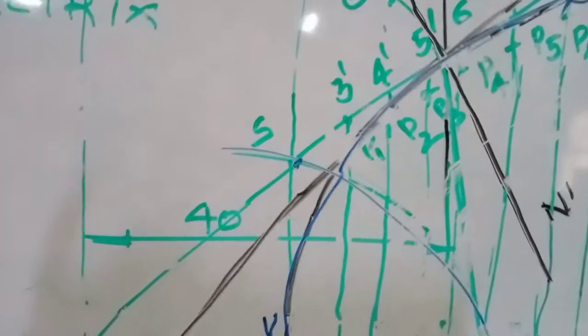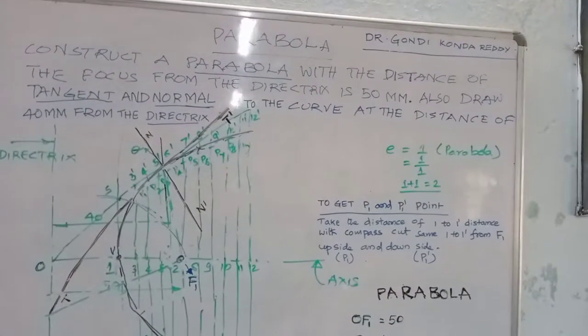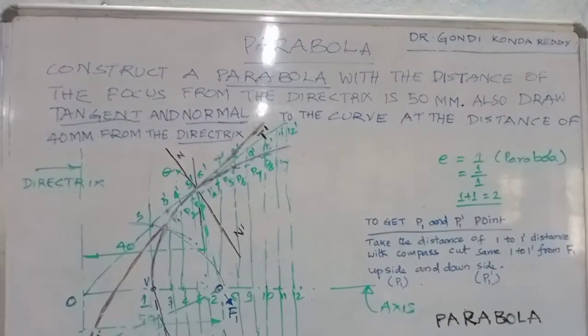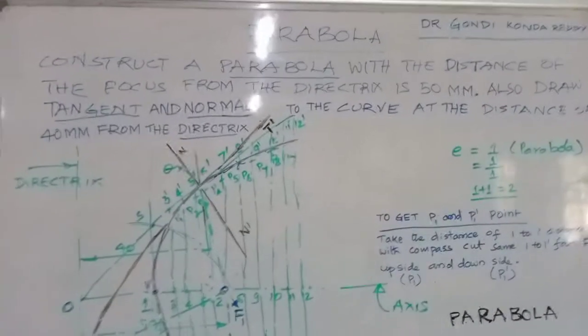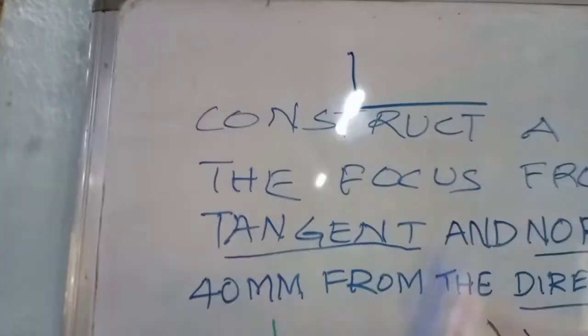This is bottom side of the curve. Now, how do we have to draw the tangent and normal? Here also in the question, it reads, draw the tangent and normal to the curve at the distance of 40 mm from directrix. From directrix 40 mm. We know it, we are going to have the mini drafter like this.